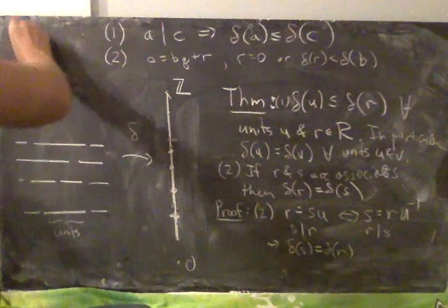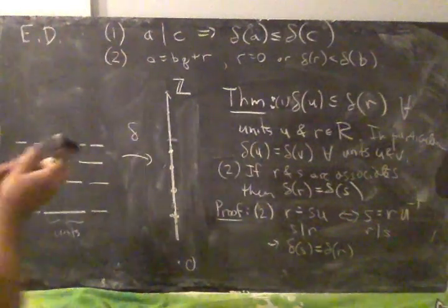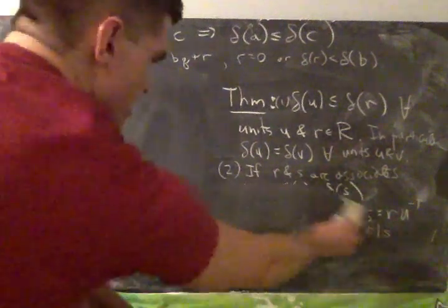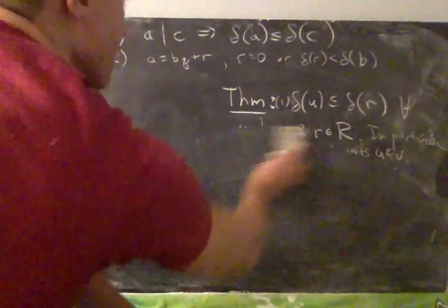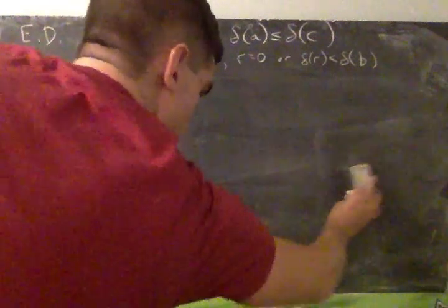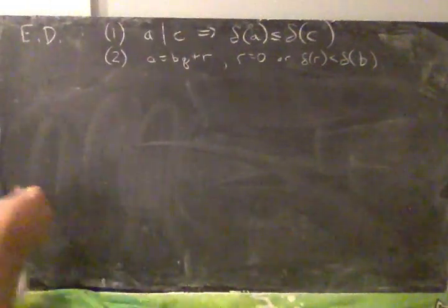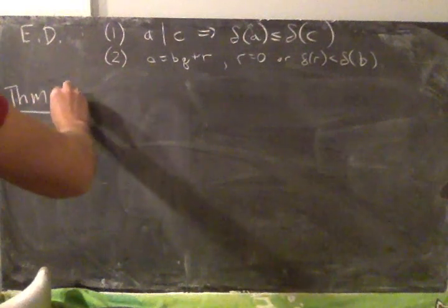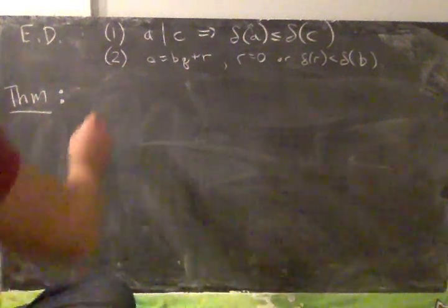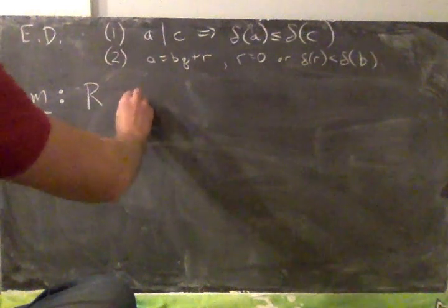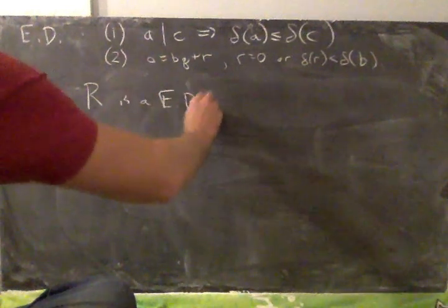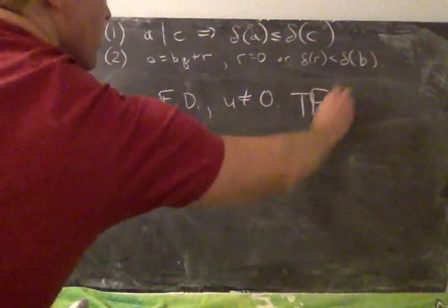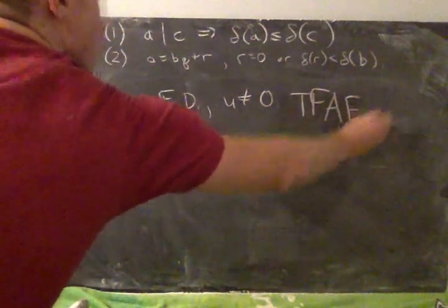Oh, right, I should leave this up here. Okay, so let me state that theorem. So this theorem is going to be the last thing we look at for today. So here's the theorem. Okay, so R is a Euclidean domain, and U is not equal to 0. Then the following are equivalent.